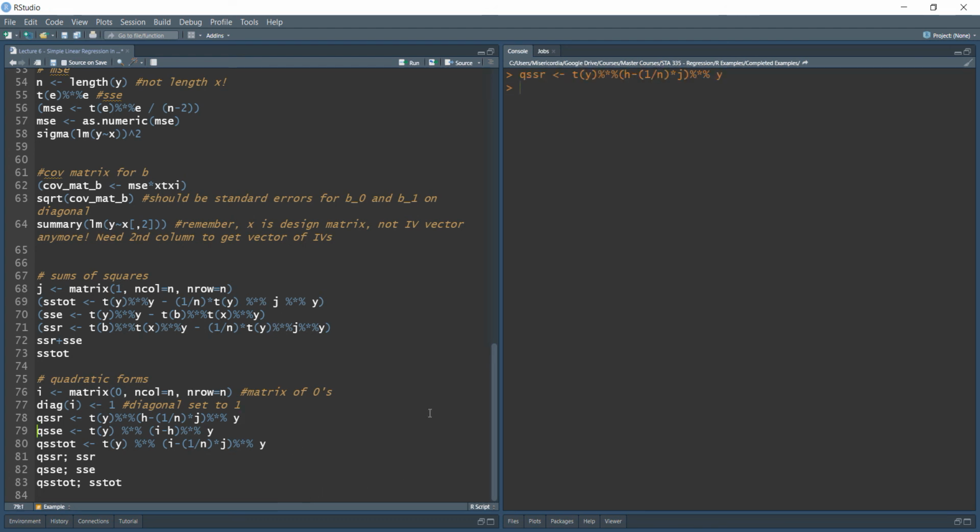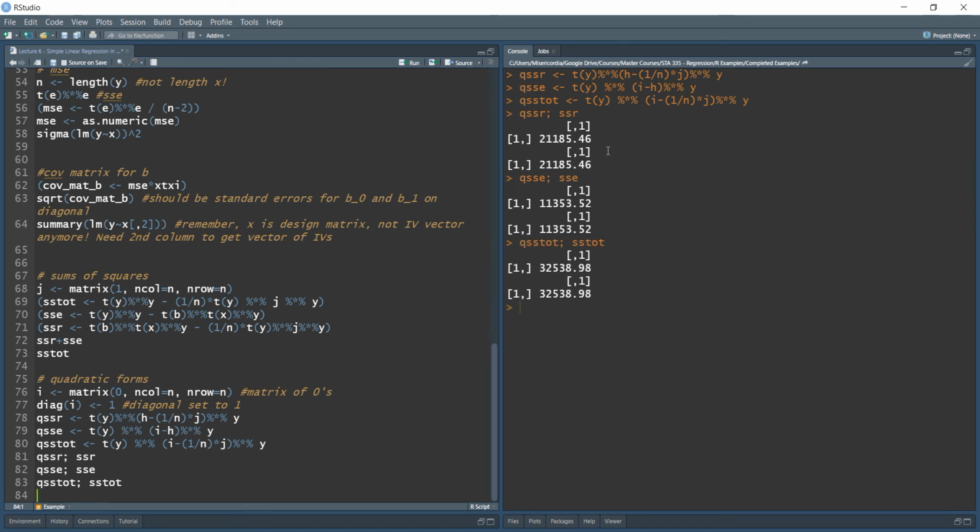And then we can calculate the quadratic forms of the sum of squares regression, sum of squares total, and the sum of squares error. We see that the quadratic form of the sums of squares regression is the same answer as our original sums of squares regression that we calculated in matrix form, and same thing with the sums of squares error and the sums of squares total. Whether we calculate them using the original matrix forms or the quadratic forms, we actually get the same responses in both.